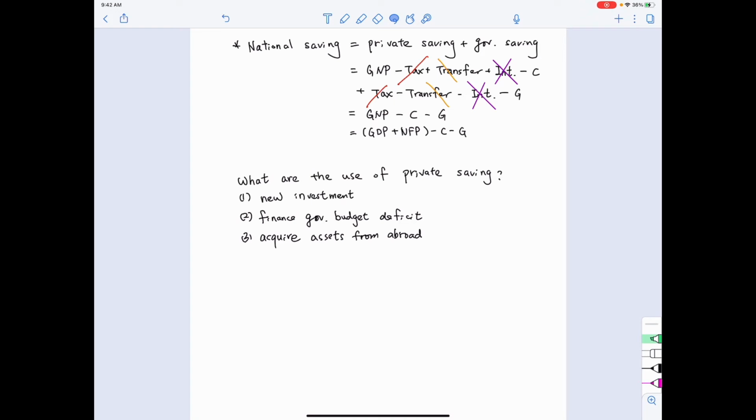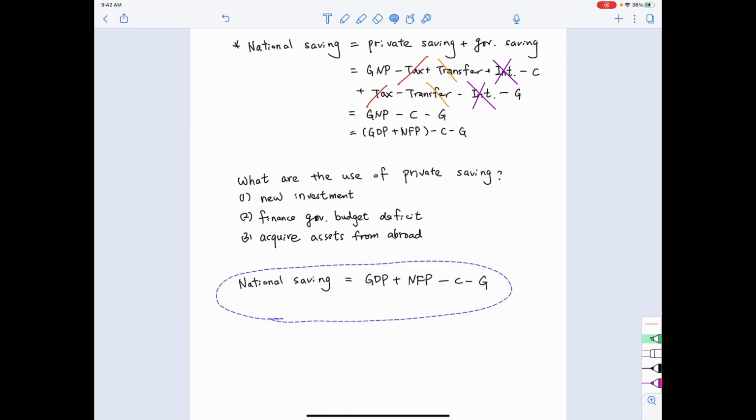To begin with, I want you to focus on national saving. We say that it equals the GDP plus the net factor payment from abroad minus the consumption and minus the government expenditure. We also know that national savings equal the private saving plus the government savings. On the right-hand side, we know that the GDP equals consumption plus investment plus government expenditure plus export minus import.